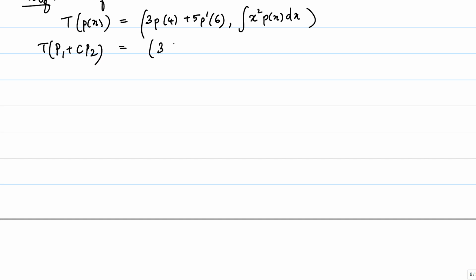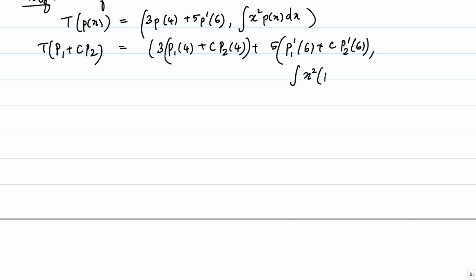That is just going to be equal to 3 times P1 of 4 plus C times P2 of 4. Again, the derivative we have checked, it splits, and this is going to be P1 prime of 6 plus C times P2 prime of 6, that is the first term, and the second term is just going to be the integral of x square times (P1 plus C P2) of x dx. Splitting and taking advantage of the vector addition that we know, this is just 3 P1 of 4 plus 5 P1 prime of 6 comma integral of x square of P1 plus C P2.